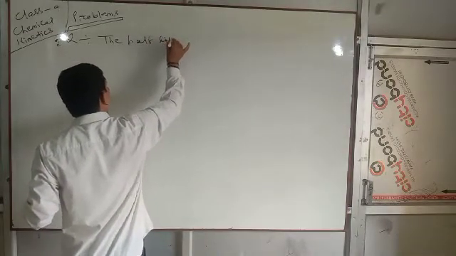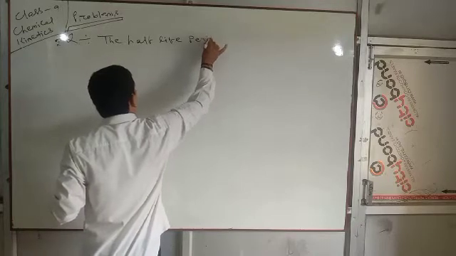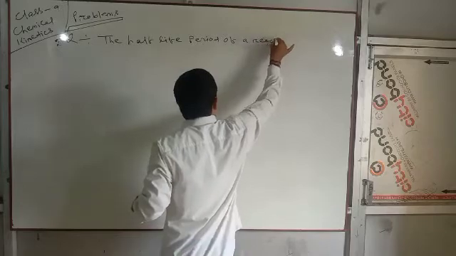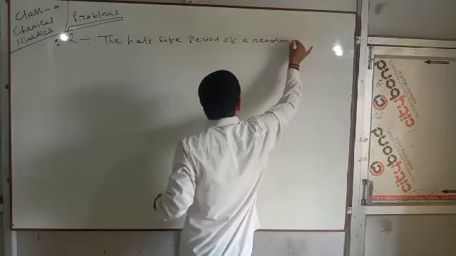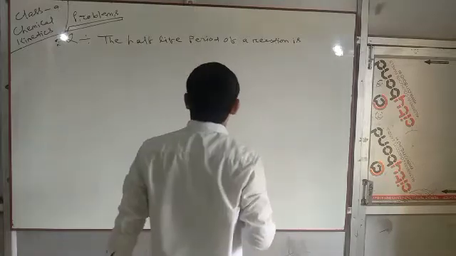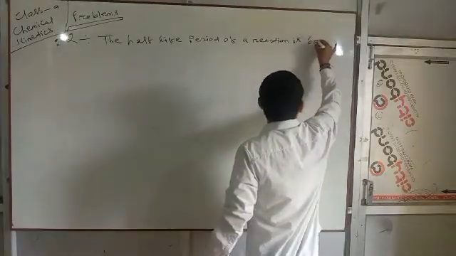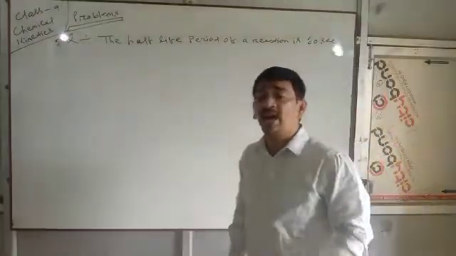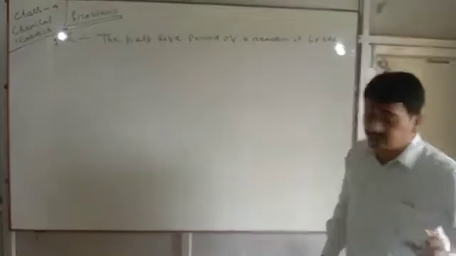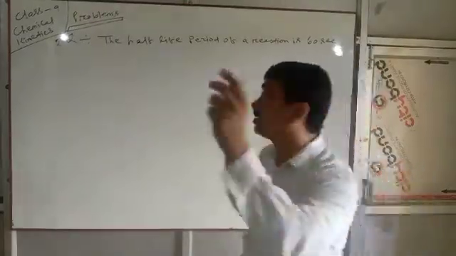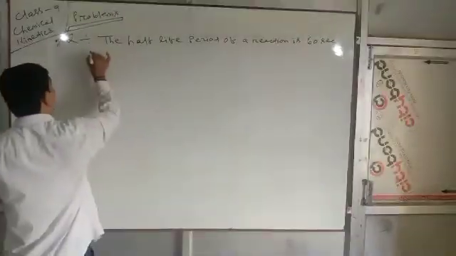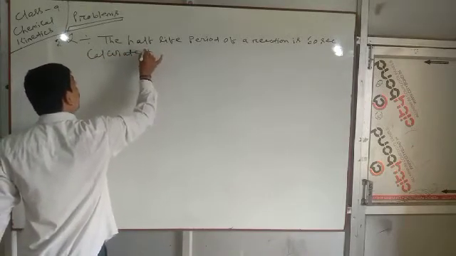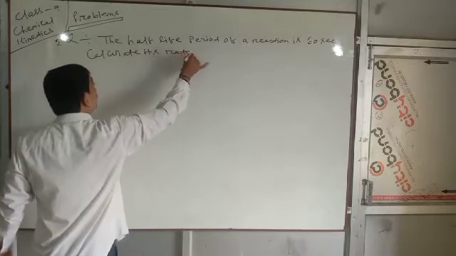The half-life period of a reaction is 60 seconds. Calculate its rate constant.